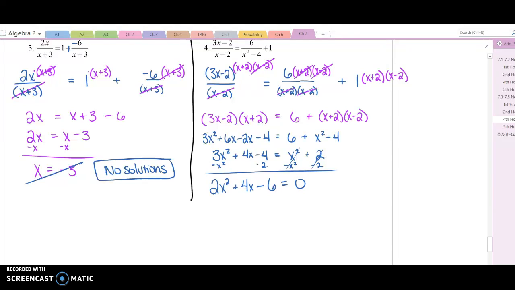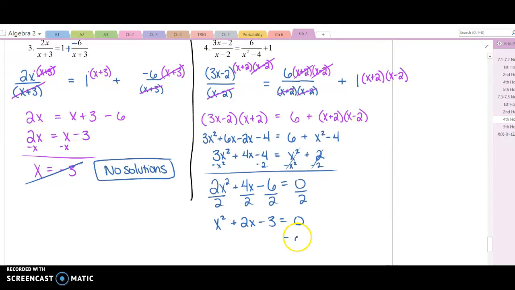Now you might be thinking, oh man, I don't know how to factor this. There's a 2 in front of the x squared. Well, you do know how to factor something that has a 2 in front of it. You've just forgotten. But good news, we can make the 2 go away. What do you notice about all 3 terms? They're all even, so we can divide everything. This is the same theory for how we got here in the first place. If you divide every single term by the same thing, the equation is still valid. So we have x squared plus 2x minus 3 equals 0.